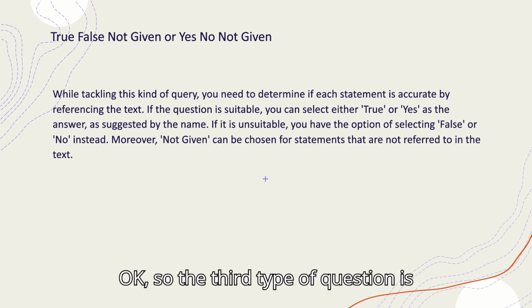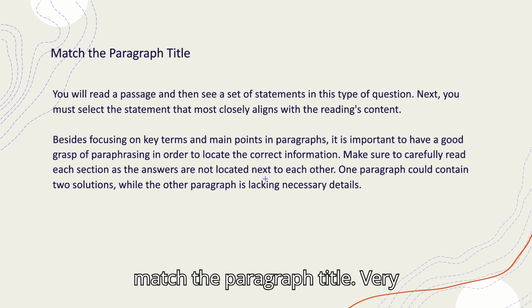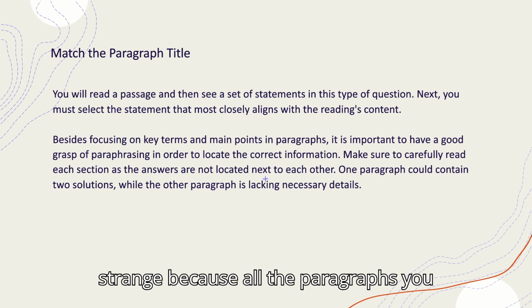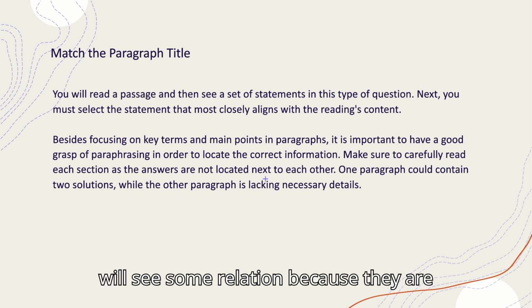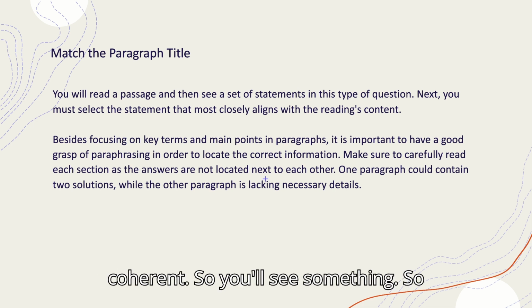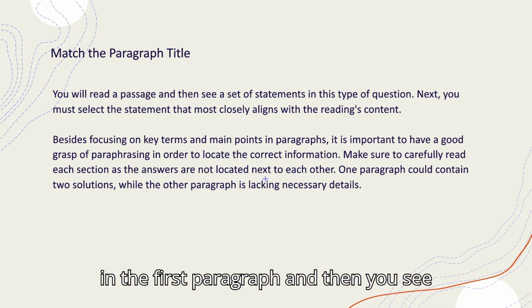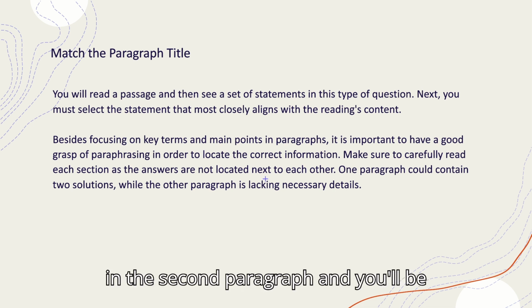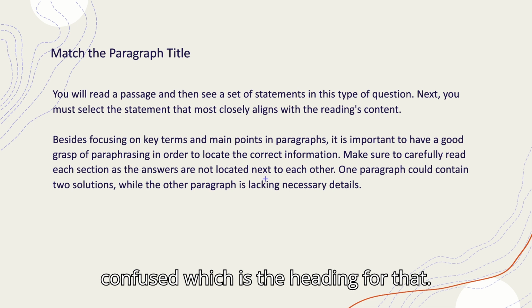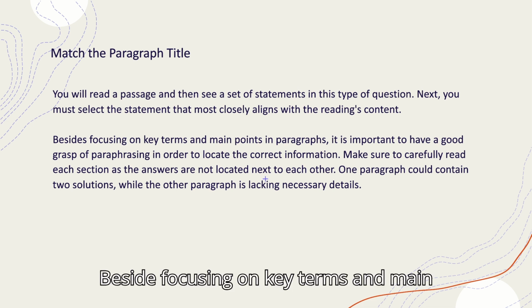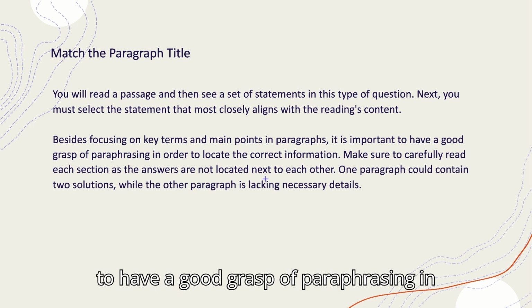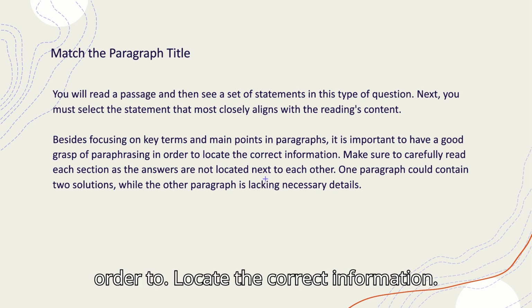Okay, so the third type of question is match the paragraph title. Very strange, because in all the paragraphs you will see some relation since they are coherent. So you'll see something in the first paragraph and then in the second paragraph, and you'll be confused about which is the heading for that. Besides focusing on key terms and main points in the paragraph, it is important to have a good grasp of paraphrasing in order to locate the correct information.